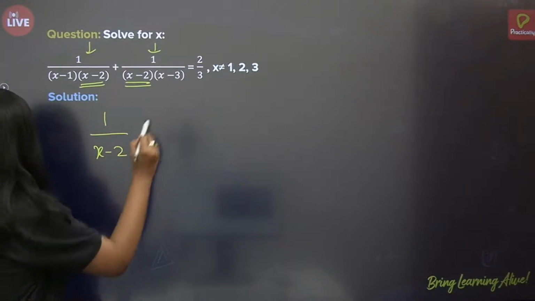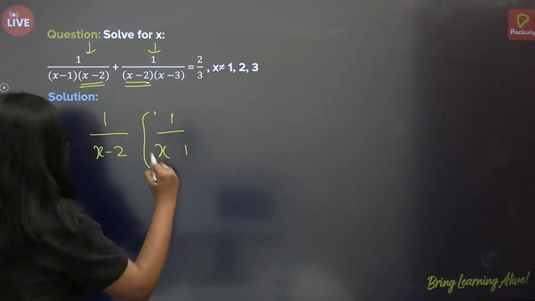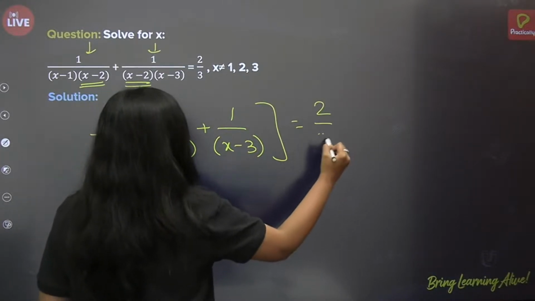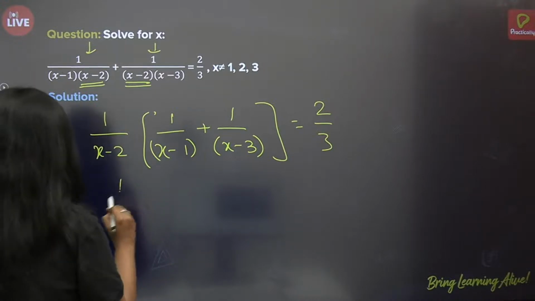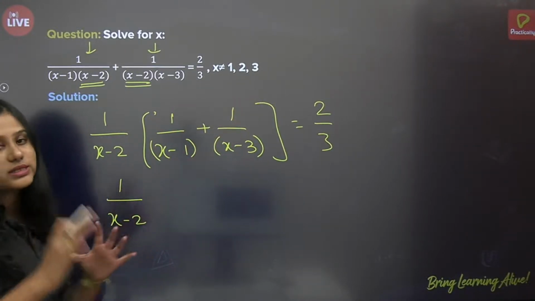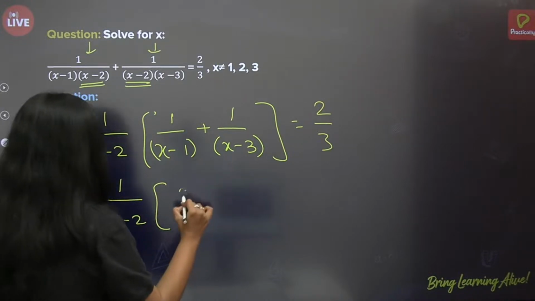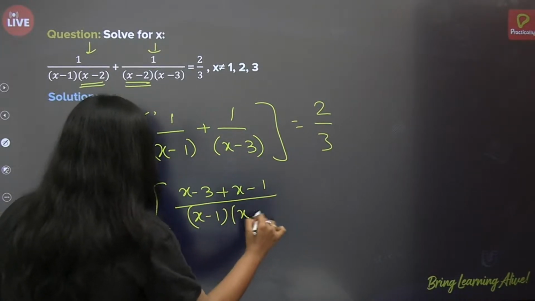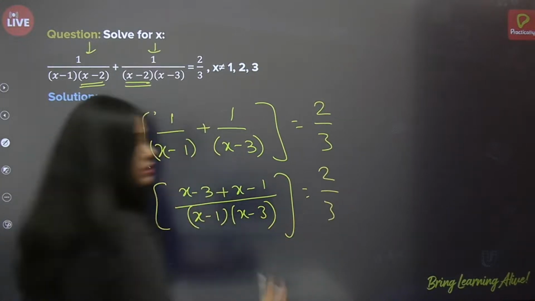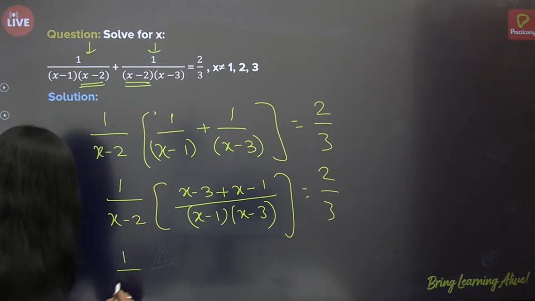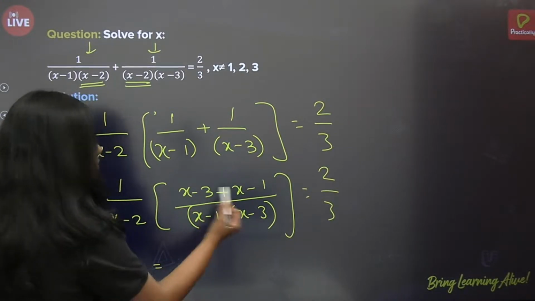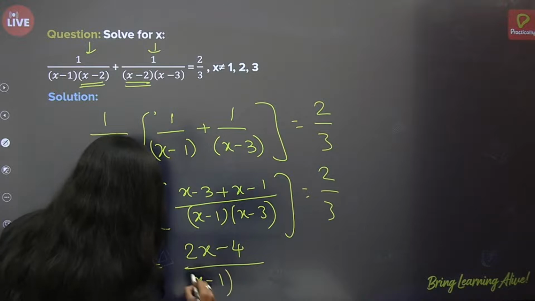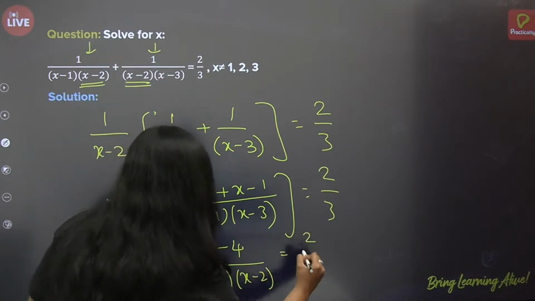So 1 by x minus 2 of 1 by x minus 1 plus 1 by x minus 3 equals 2 by 3, right? Next, put here x minus 2. Do not take it there and mess it up. I will tell you how to do this, okay? So this will be x minus 3 plus x minus 1 by x minus 1 into x minus 3 equals to 2 by 3. Correct? Next, again 1 by x minus 2 of x plus x, 2x. So 2x minus 3 minus 1 minus 4 by x minus 1 x minus 2 equals 2 by 3.